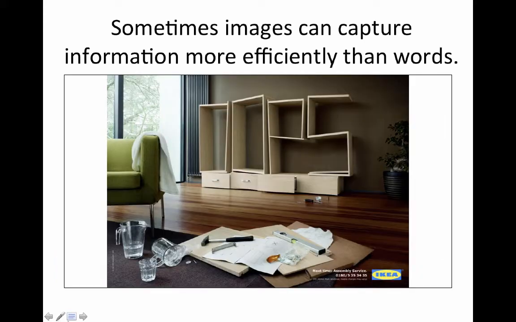Well, if you've ever tried to put together an IKEA piece of furniture or really any other complex item that needs instructions, you understand that sometimes images can capture more information, or capture information more efficiently, than words do. I know for myself, when I look at instructions, I really need the diagrams to help me.